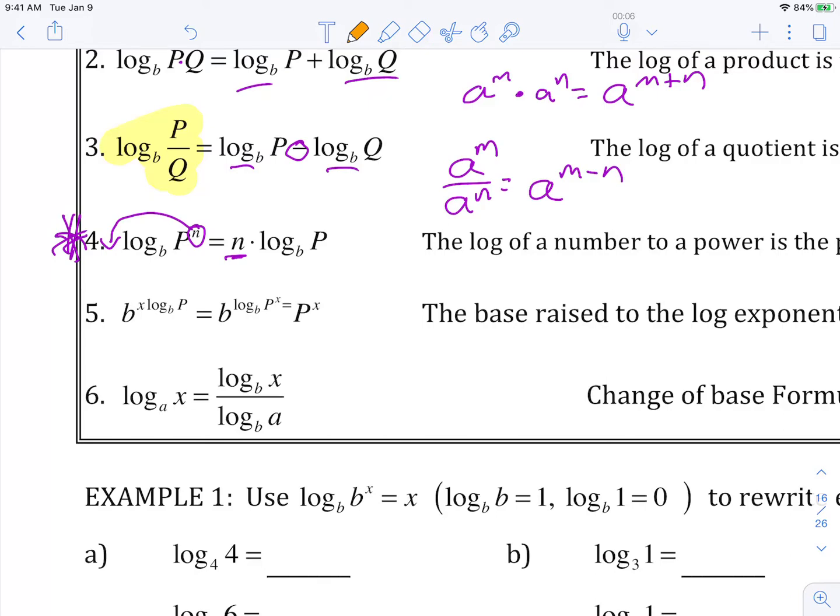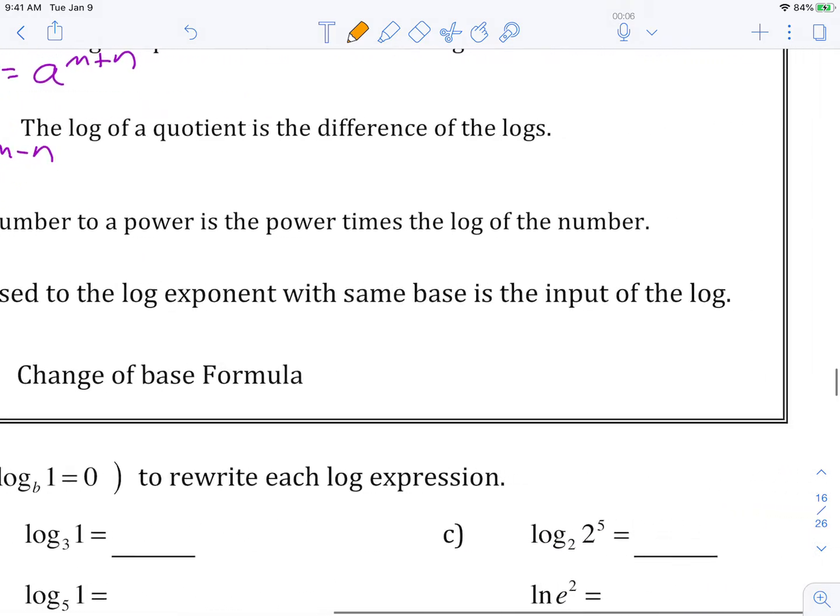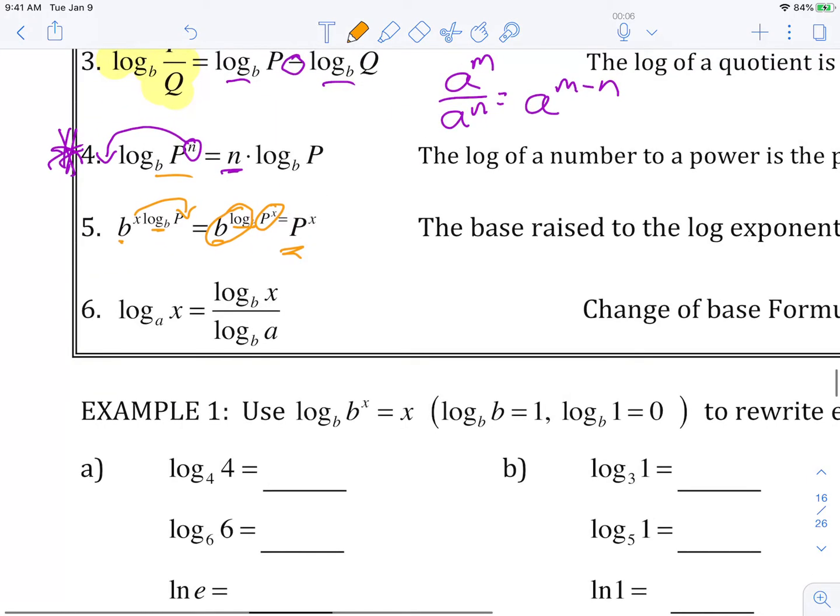Over here, this is kind of similar to this one. They're closely related. If I raise a base to the same log base, so b to the log base b, notice that they're exactly the same here. It's just equal to whatever the exponent is. So all they did here was just move this exponent to the front, the reverse of this rule up top, and now it's equal to the exponent. So the base raised to the log with the same base is the input of the log.